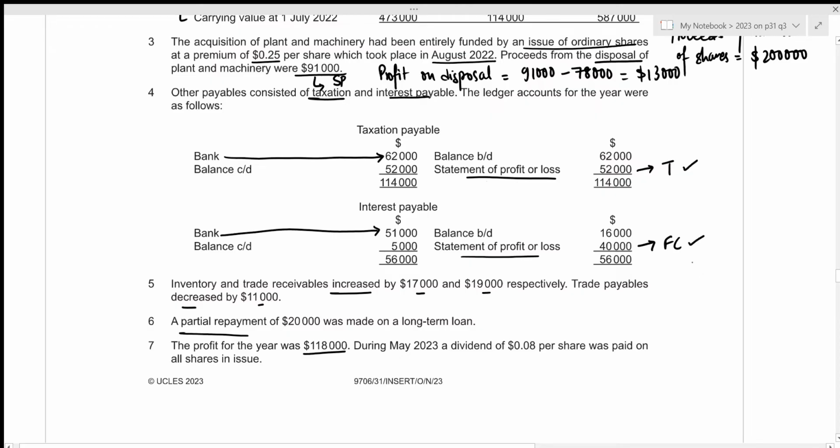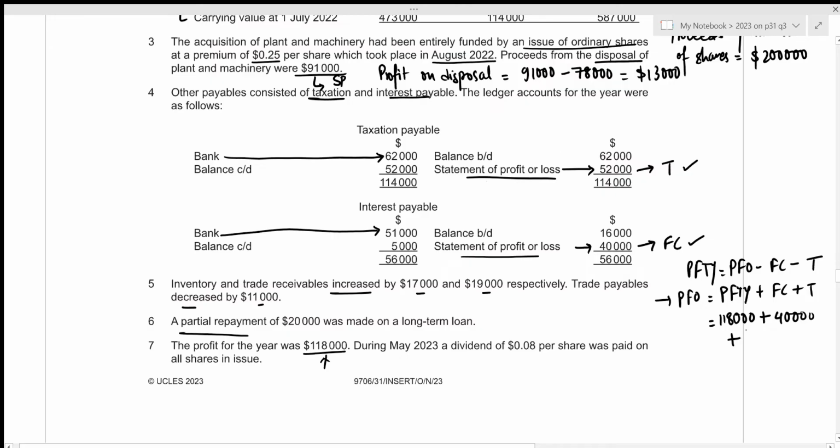Let's do that. Okay, so profit for the year is just the profit from operations minus finance charges minus tax, which means that our profit from operations is just the profit for the year plus finance charge plus tax. Our given profit for the year is 118,000. Then the finance charge is the interest for the year, which is 40,000 right here. Then we need to add the tax for the year as well, which is 52,000 given right there. This gives our profit from operations to be 210,000.